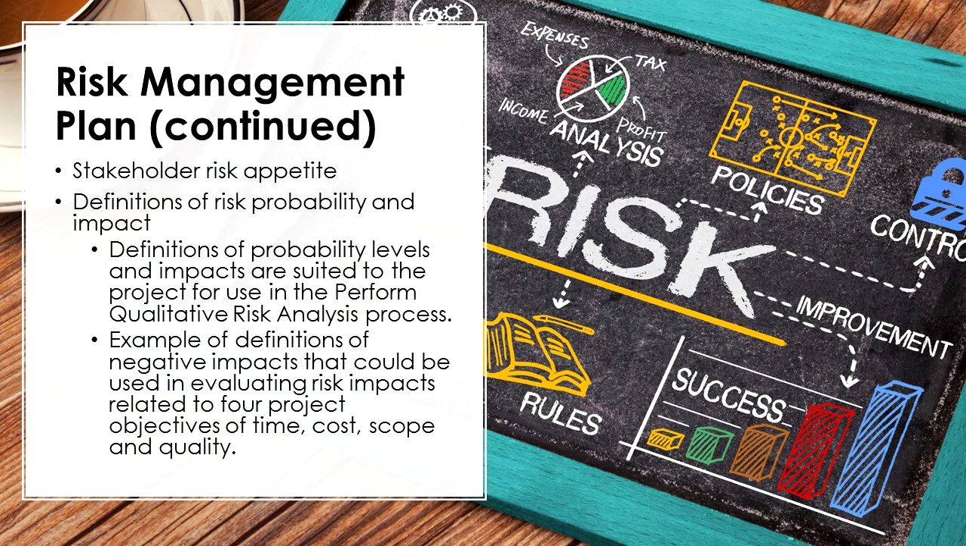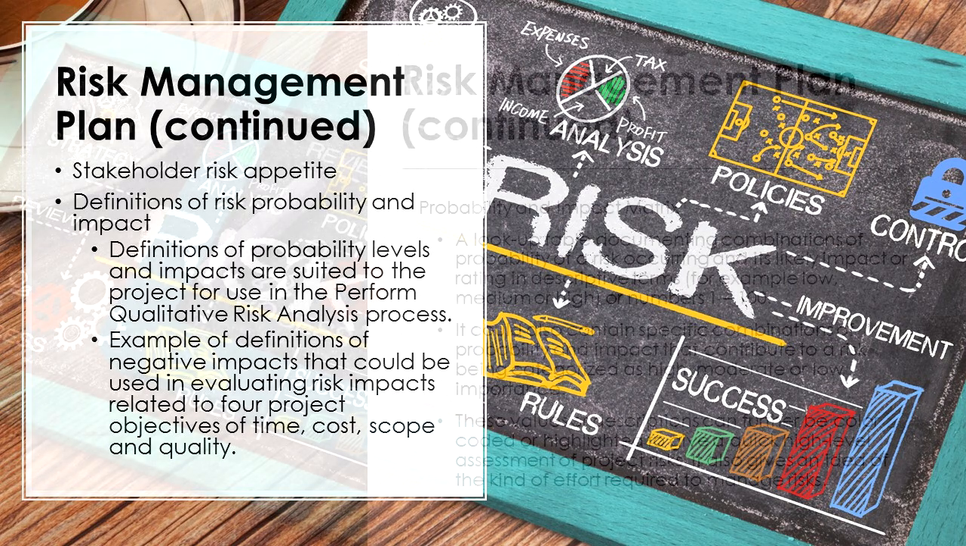Also, within the risk management plan, we could have stakeholder risk appetite talked about here. And we could also have definitions of probability and impact. Scales of probability and impact also need to be defined. What do we mean by a high risk? What do we mean by a low risk? When we say a risk is very high or very low, what do we mean? These breakdowns and descriptions could be in a tabular view, and take a look at table 11-1 in the PMBOK guide to see this breakdown.